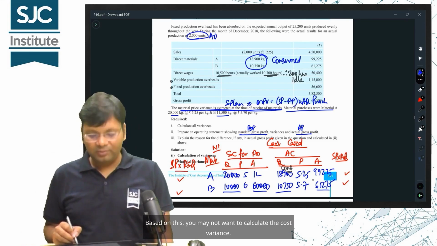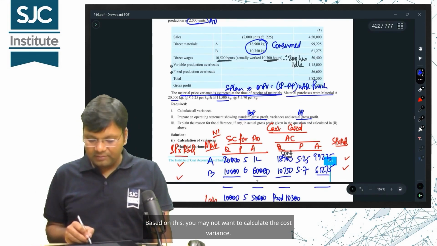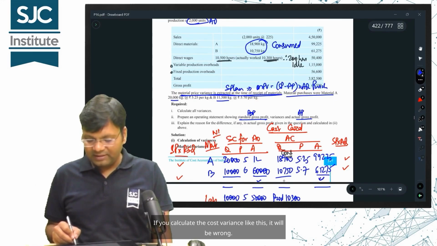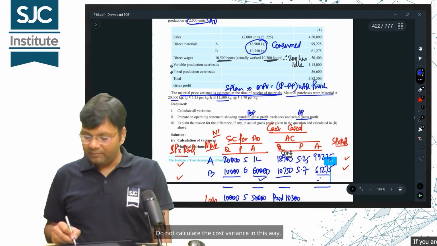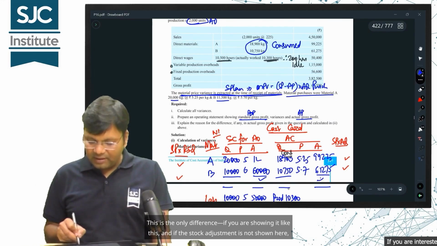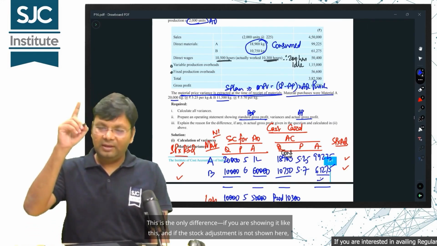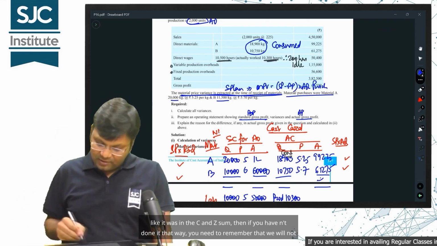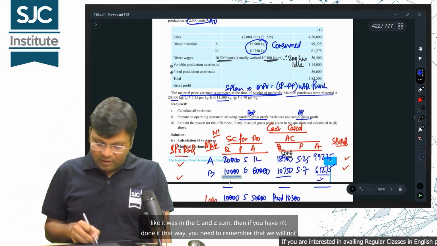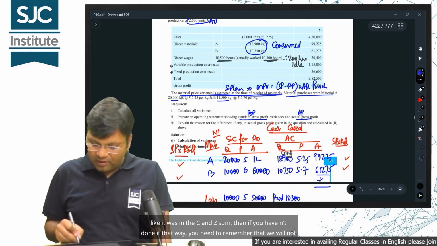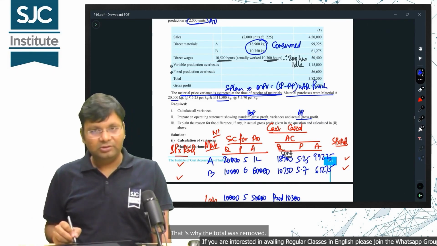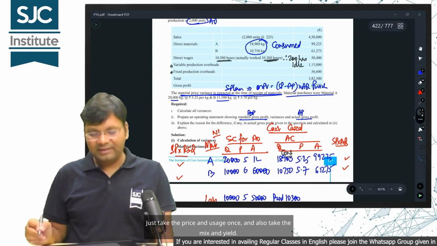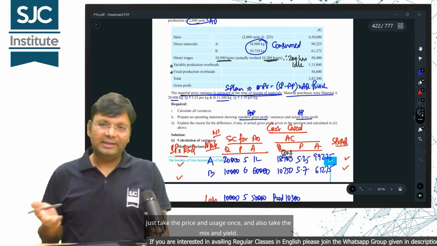Based on this, you should not calculate the cost variance. If you calculate the cost variance like this, it will be wrong. Do not calculate the cost variance in this way. This is the only difference if you are showing it like this, and if the stock adjustment is not shown here like it was in the C and Z sum, then you need to remember that we will not take the cost variance from here. That's why the total was removed.